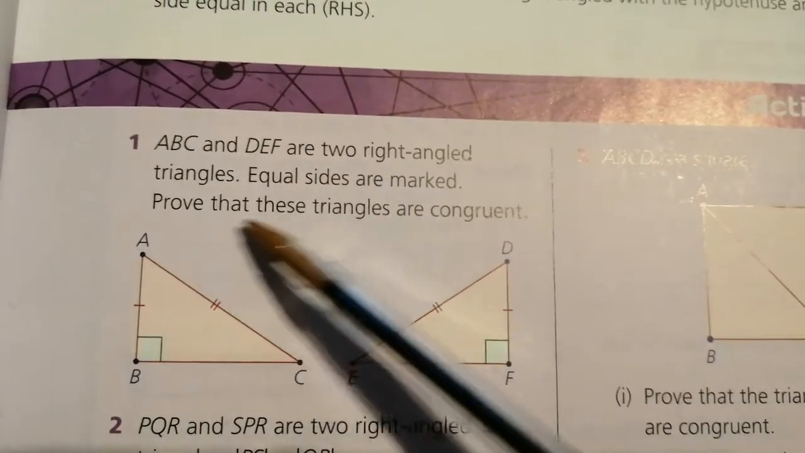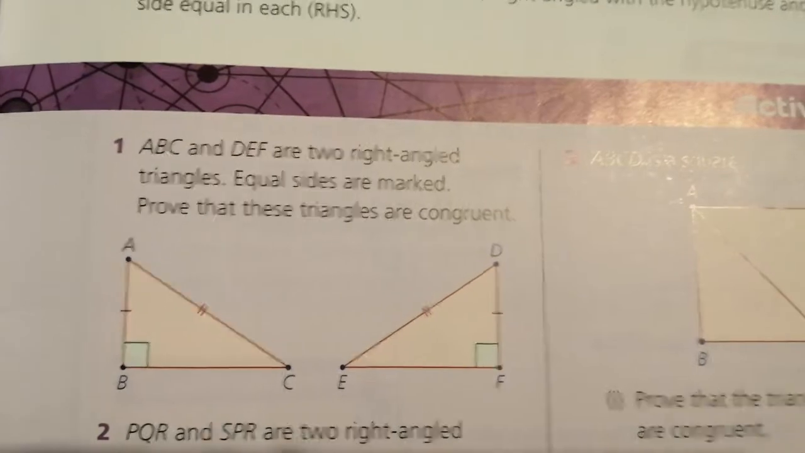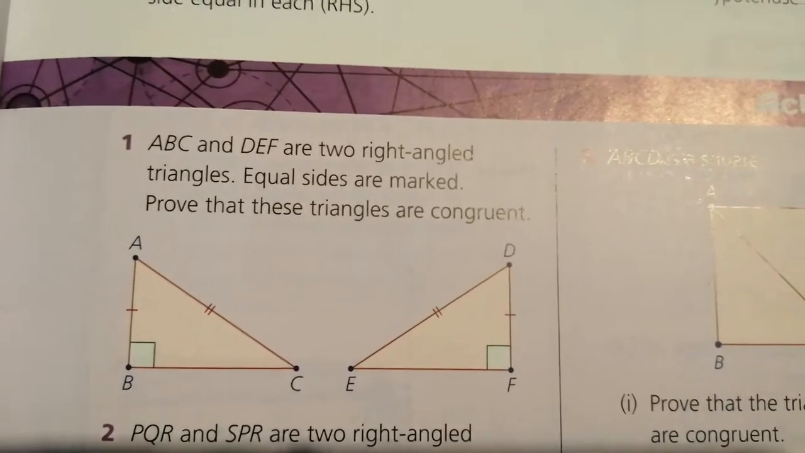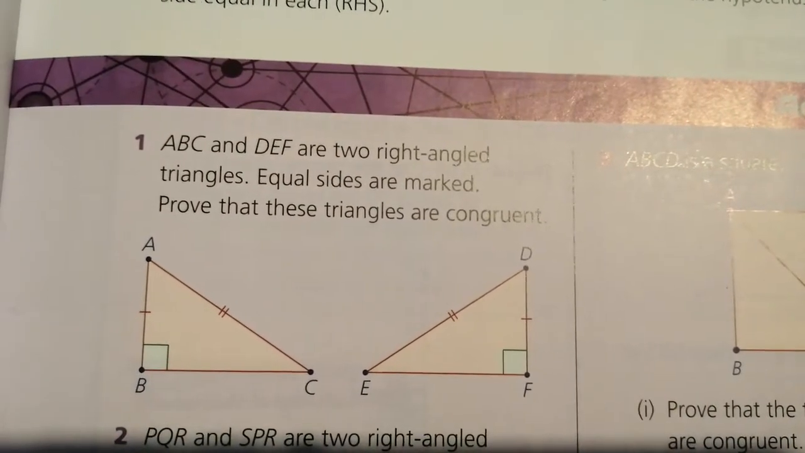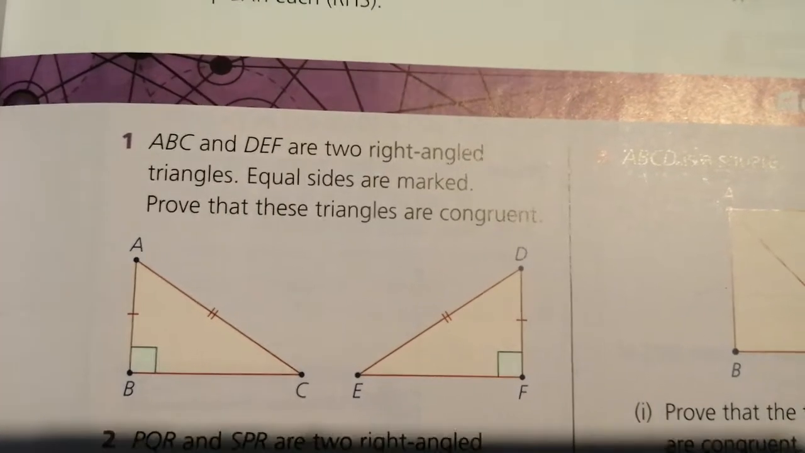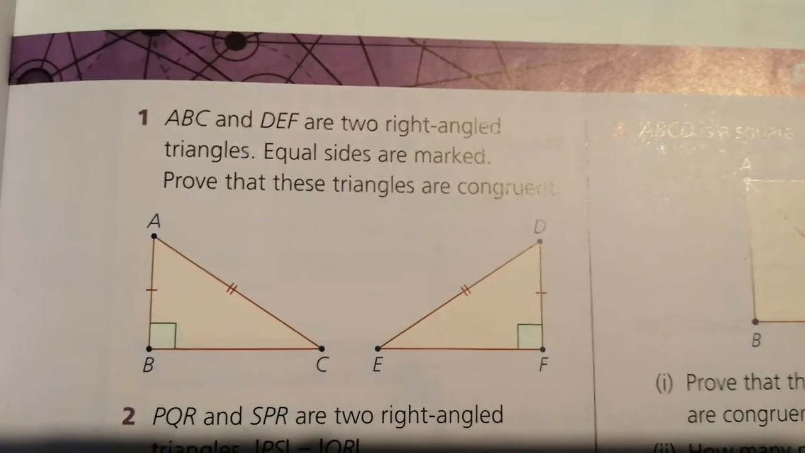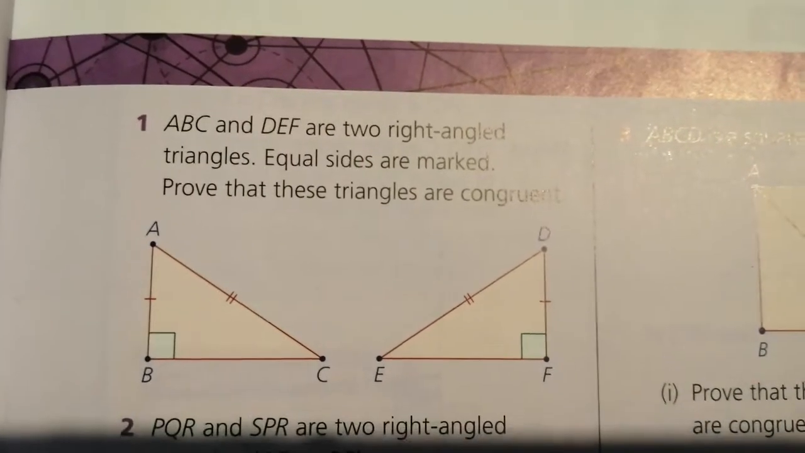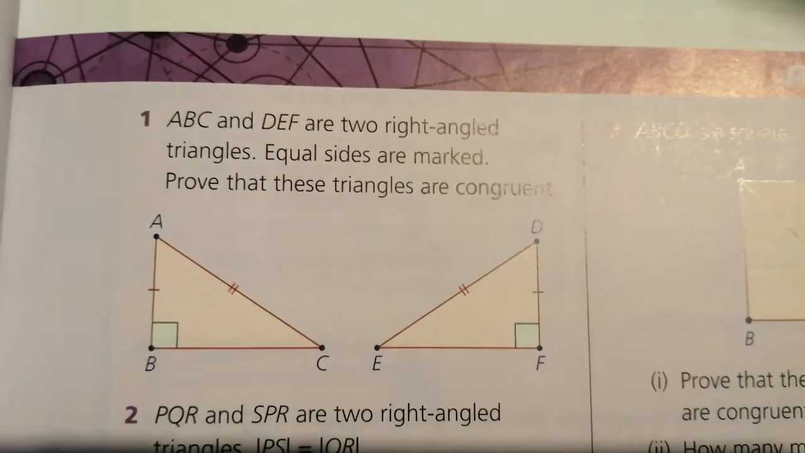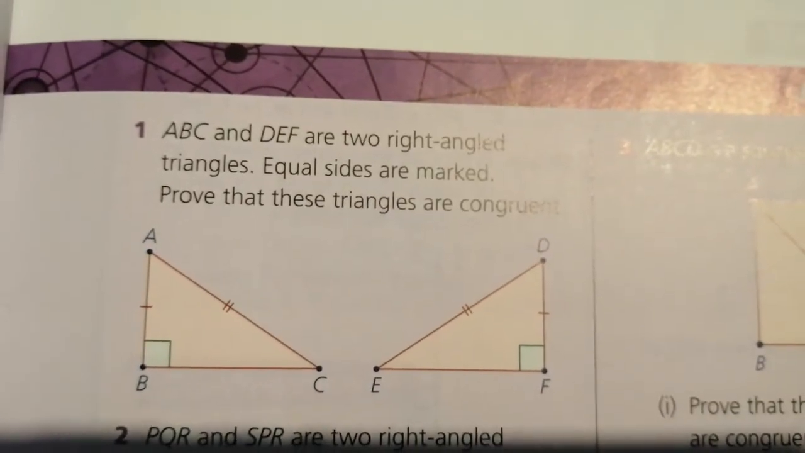When they say to prove that two triangles are congruent, we need to give a more rigorous reasoning around why they are congruent, using one of our four, RHS, SAS, SSS, ASA. So I'll show you how to do it. We're going to start with this example number 1, and then we're going to do question 3 from your book also. So question 1, first of all, it says ABC and DEF are two right angle triangles.